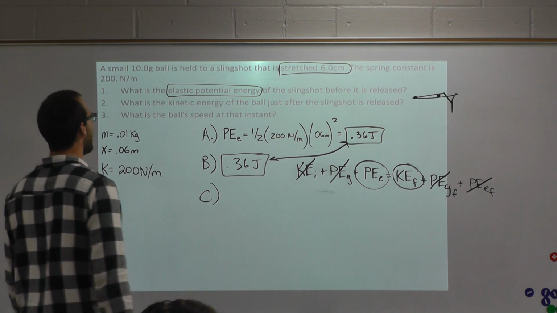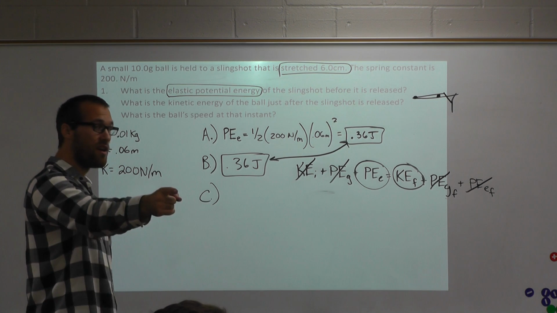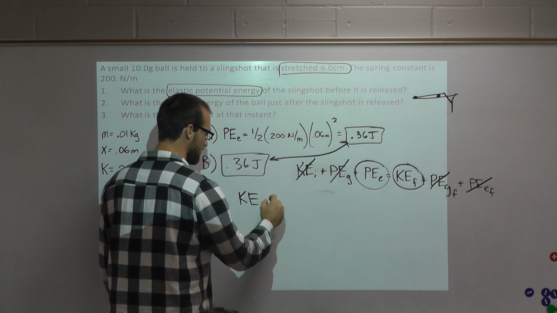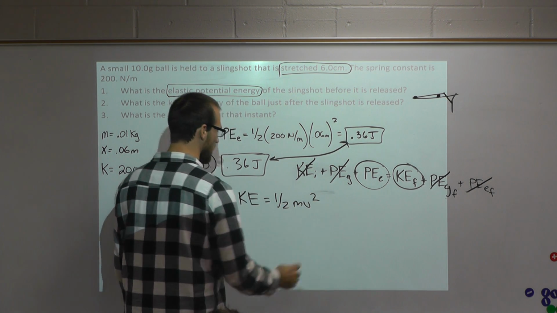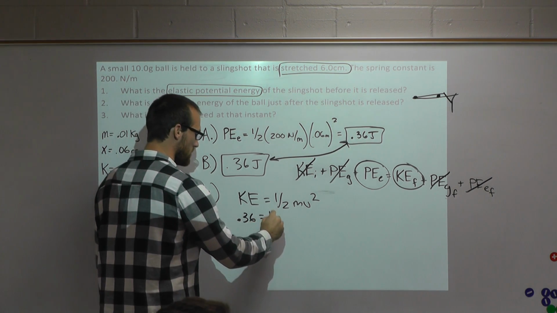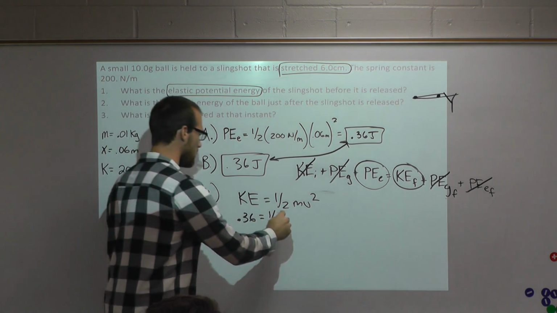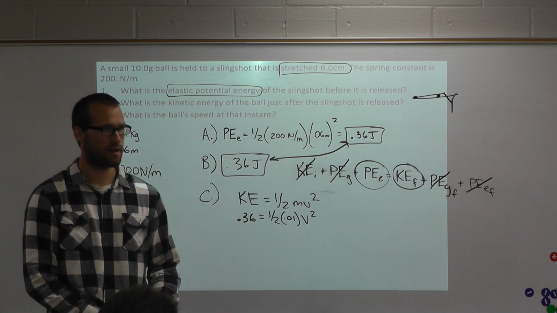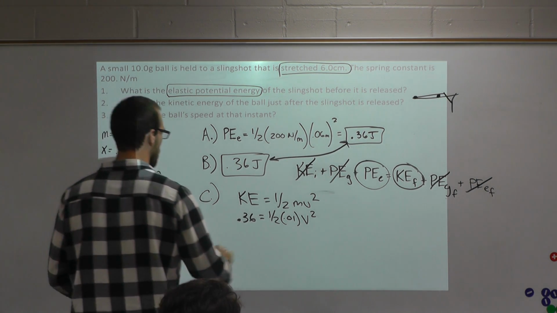Okay, what is the ball's speed at this instant? Now that we know that kinetic energy is 0.36, 0.36 equals one half times the mass. What is the mass? 0.01. Solve for the velocity at that point. So it's 8.49.